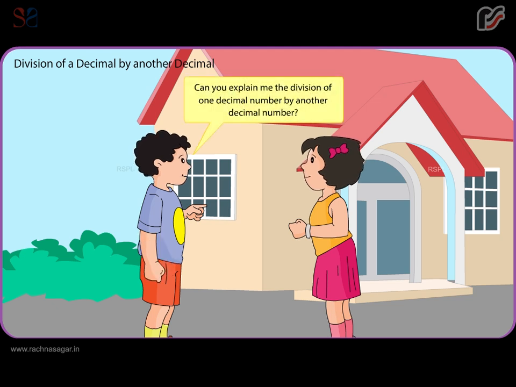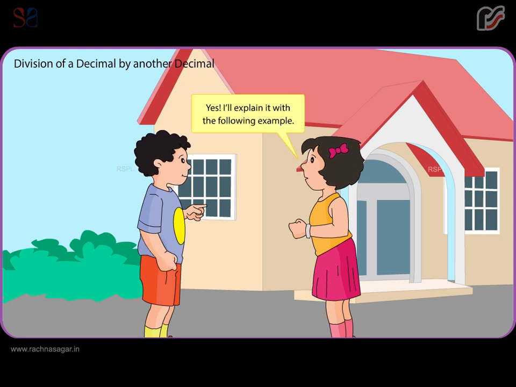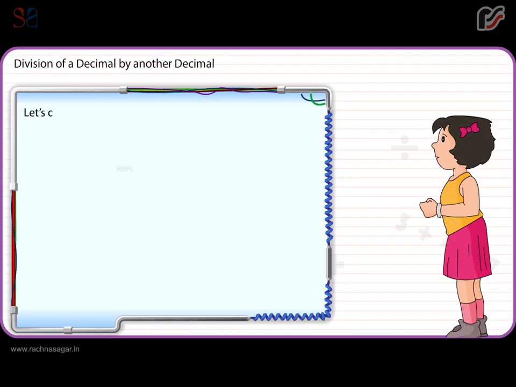Can you explain me the division of one decimal number by another decimal number? Yes. Explain it with the following example. Let's divide 1.296 by 0.108.